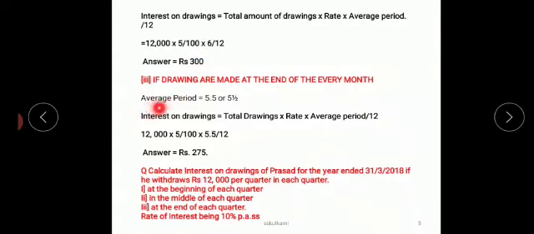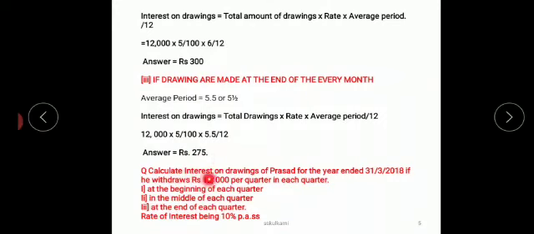Next, if drawings are made at the end of the month, what is the average period? 5.5 and total drawings are 12,000. So I will write the formula: drawings into rate into average period. So I will have 12,000 into 5 upon 100 into 5.5 divided by 12. The answer I will get is 275.